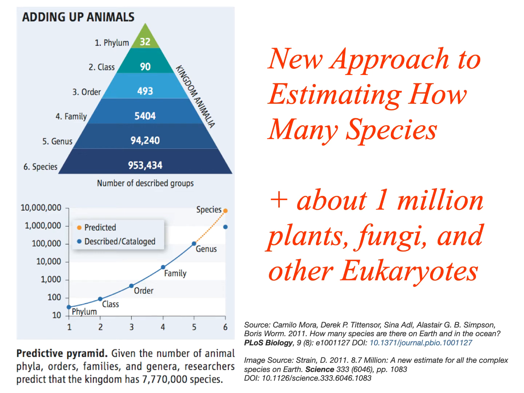953,434. The number of genera is 94,240. Families, 540,004, and so on. And it grows geometrically, in an exponential way, and using this relationship, they're confident that the number of species on our planet is approximately 8 million.